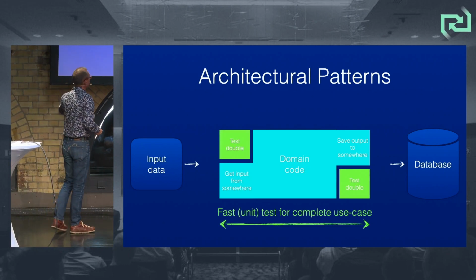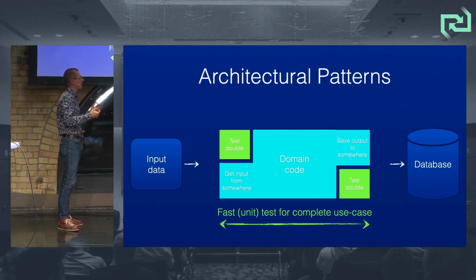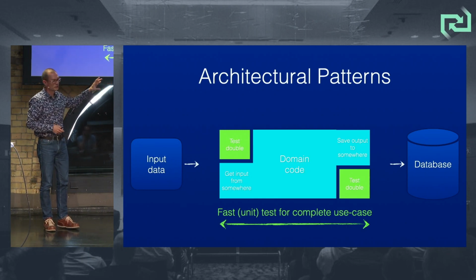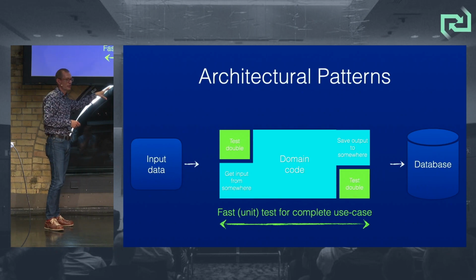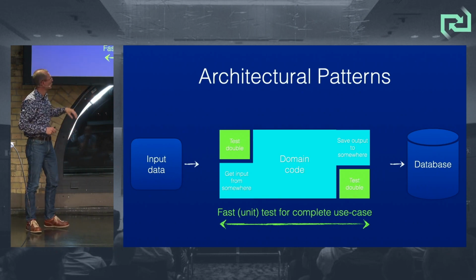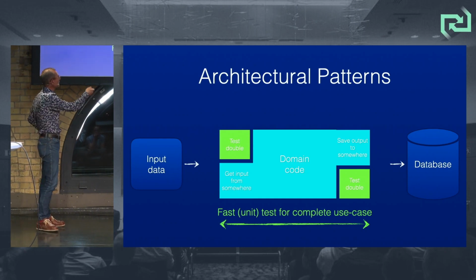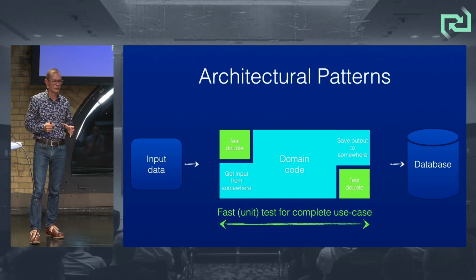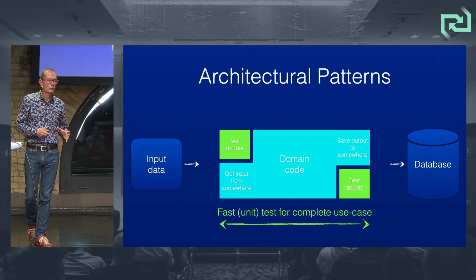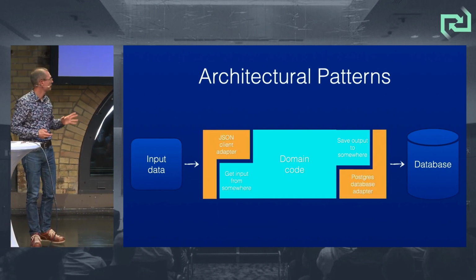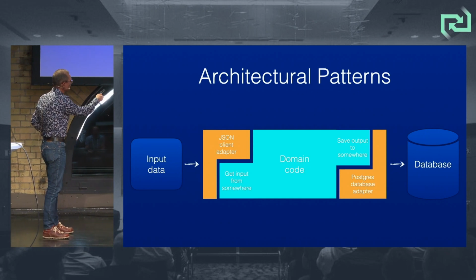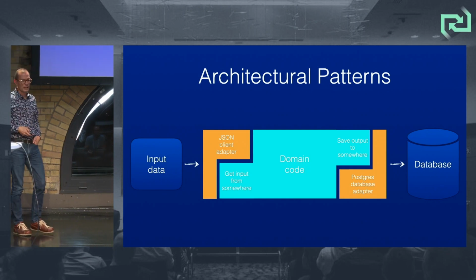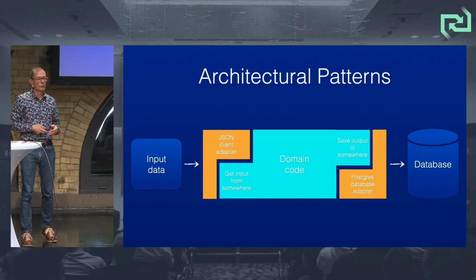Then we can put test doubles here. You might have heard of mock objects, dummy objects. Let me call them test doubles, because later on we might have fake objects here, and that's too many buzzwords. Let's just call them test doubles. And we can suddenly have fast unit tests for the complete use case of all of your domain code. And when we want to integrate this into the real world, we have adapters, for example, a Postgres adapter or an Oracle adapter, and we've got a client adapter for the input data. But we can test our domain code without the real world.